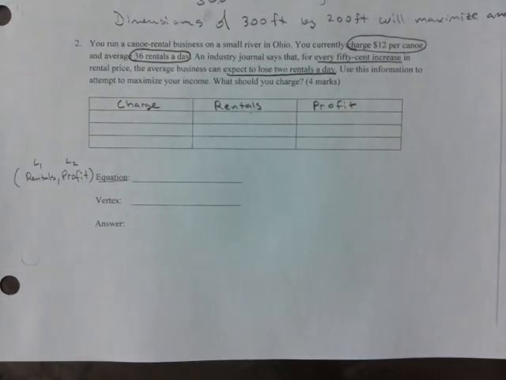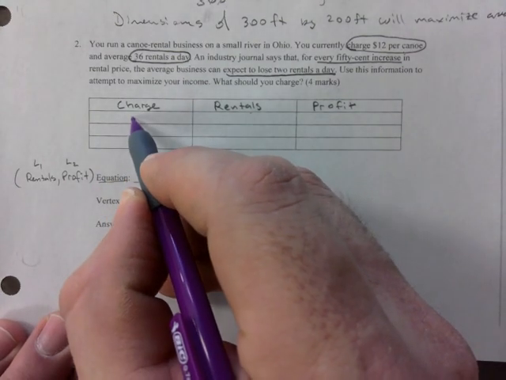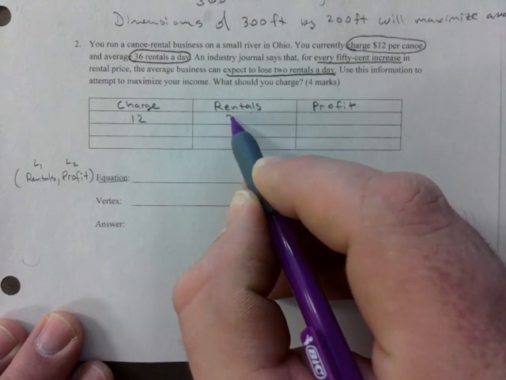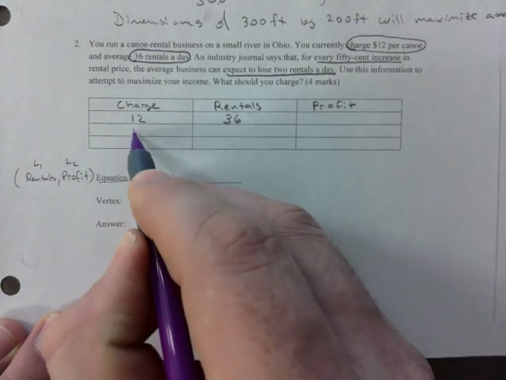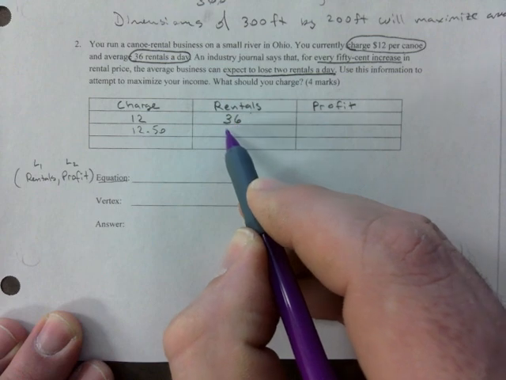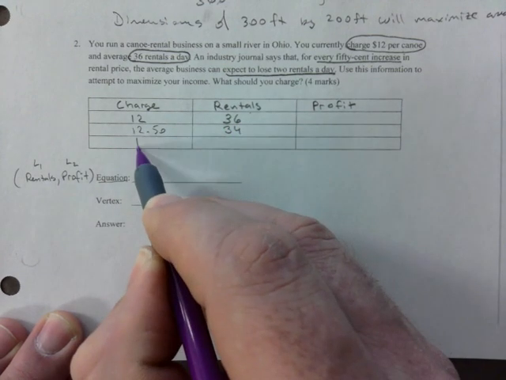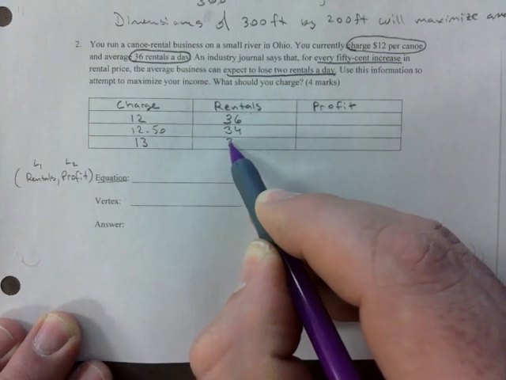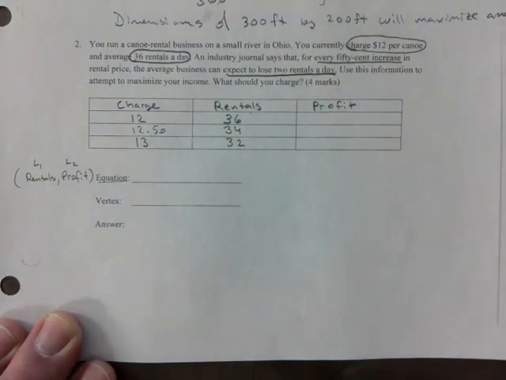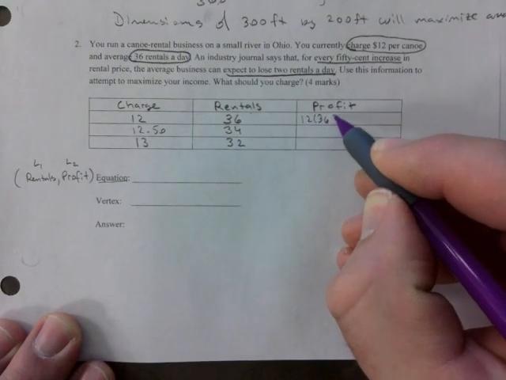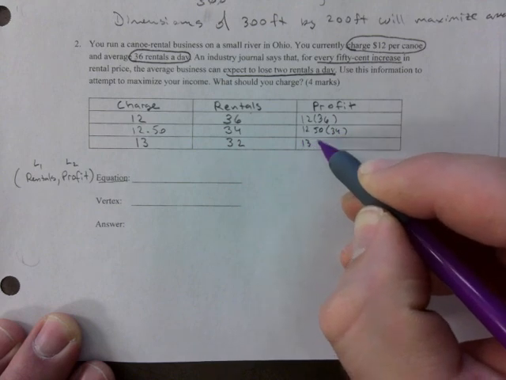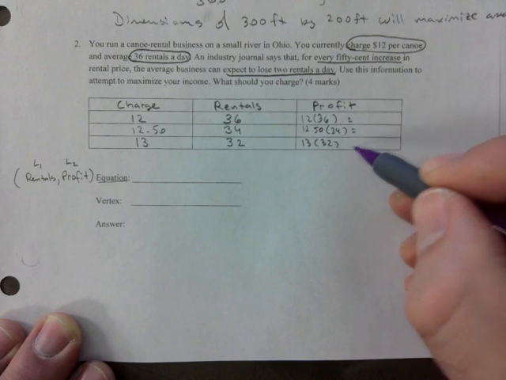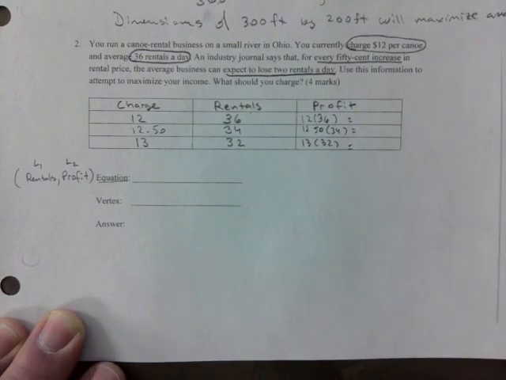Okay, number 2. This one, I expected you to do a little bit better on this one. So ready? We're told that the charge of $12 will result in 36 rentals. And every time there's a 50-cent increase, I lose 2 rentals, right? So every time you increase by 50 cents, you lose 2. So that's what I would be looking for. And then this is 12 times 36, 12.50 times 34, 13 times 32, right? I just entered it like that.